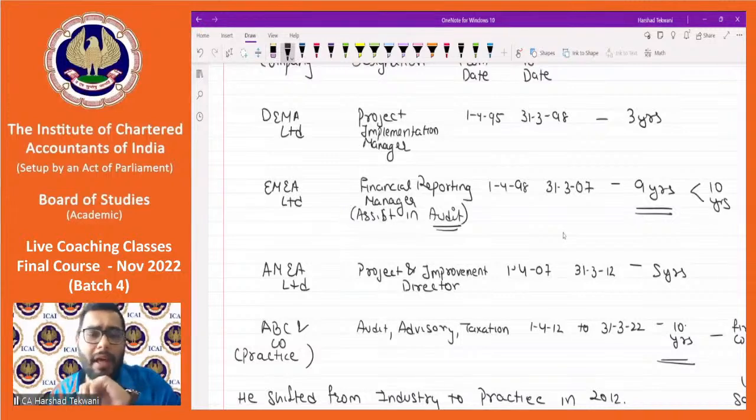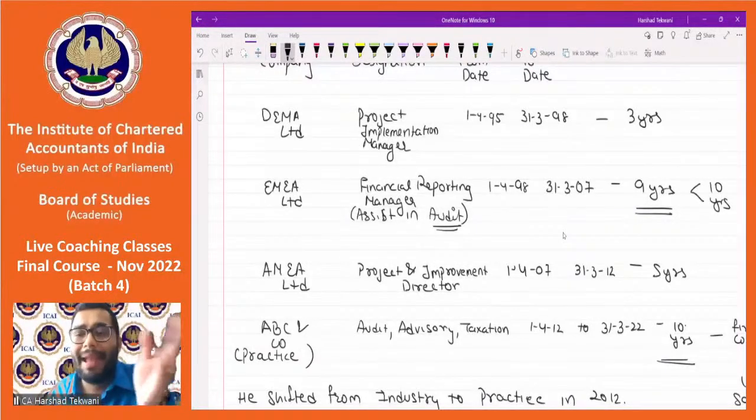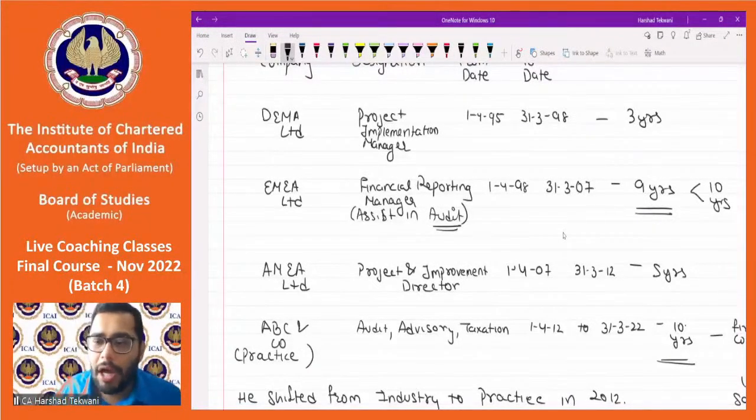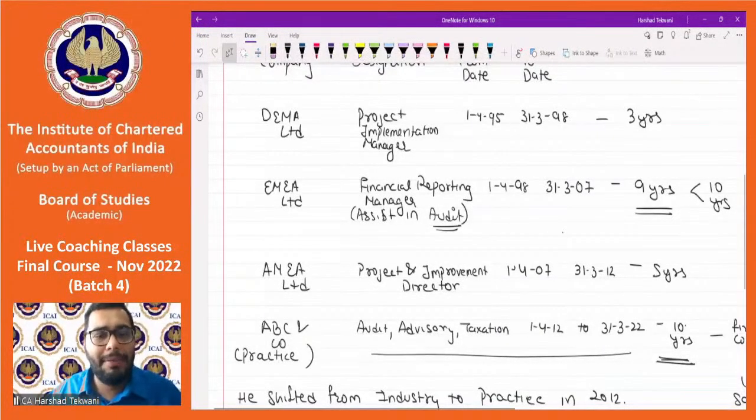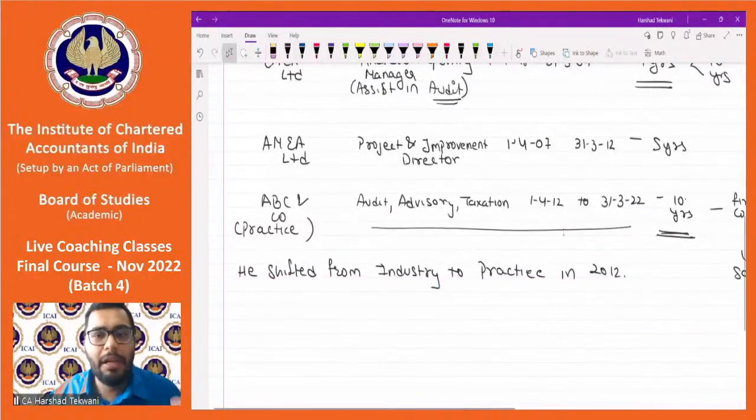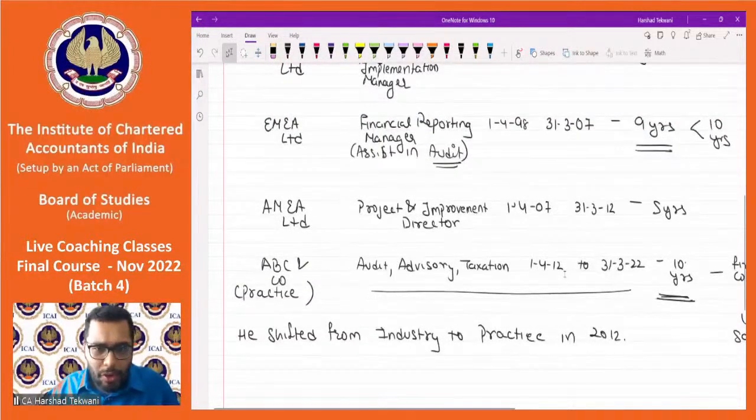Okay, you will say he will not be eligible. But that is not correct. The reason is that this particular experience alone satisfies my first condition. So Mr. A will become eligible to be a peer reviewer. Understanding my point? So this is just a tricky question.